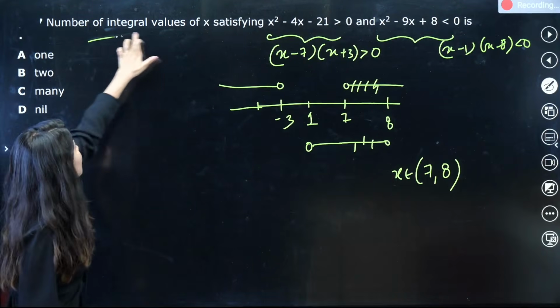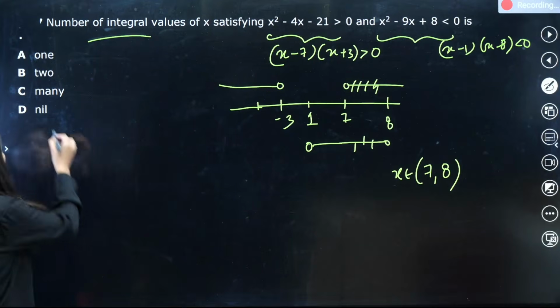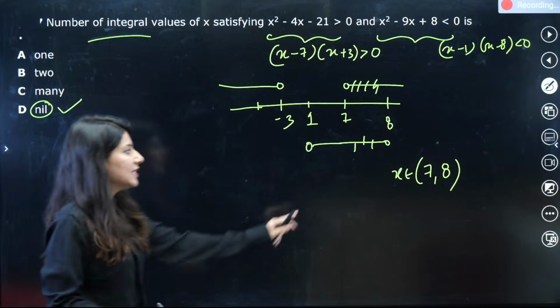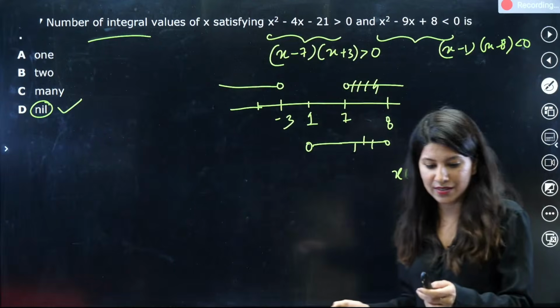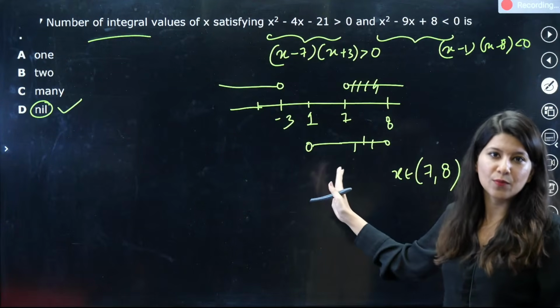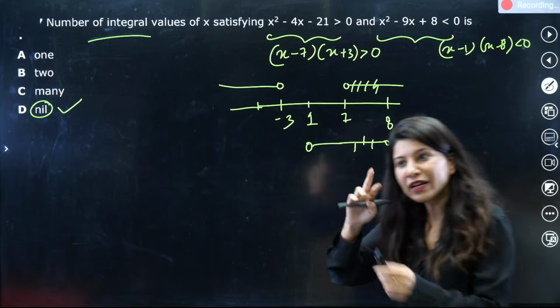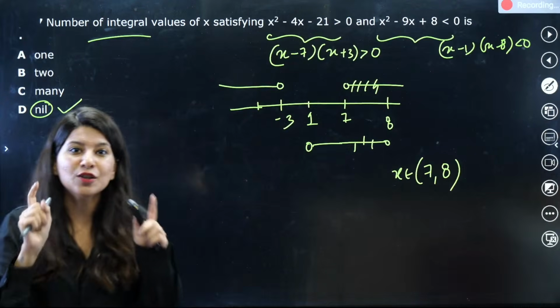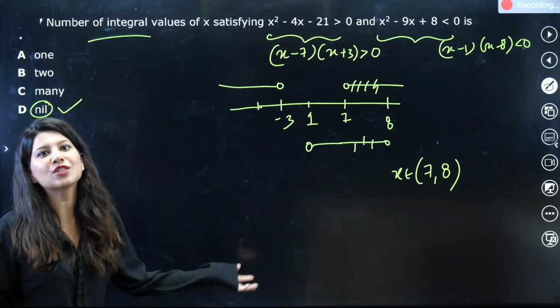But they are talking about the number of integral values. So no integral values will I get between 7 and 8. No integral values. Right? So we have to pick this type of question. That question was designed to be left. So I will bring such questions as well.